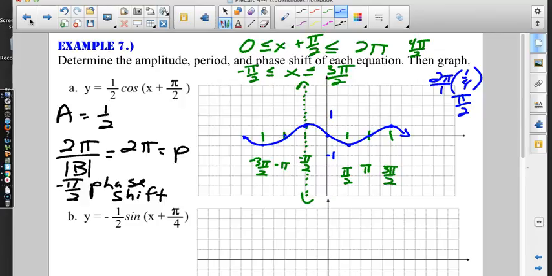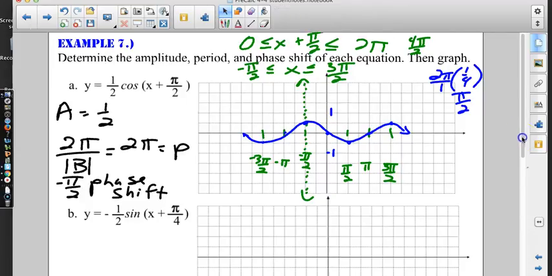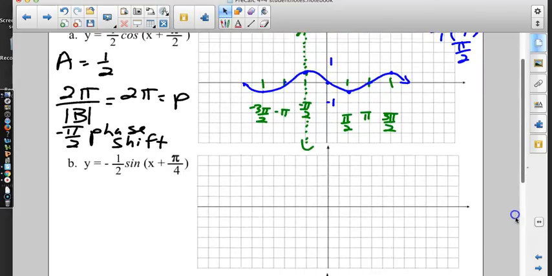Again, it didn't say that we had to graph 2 periods, and when it doesn't, generally 1 period is enough. We've got a little bit more than that, so we should be okay. All right. Next one down. We'll start again with amplitude, period, and phase shift.